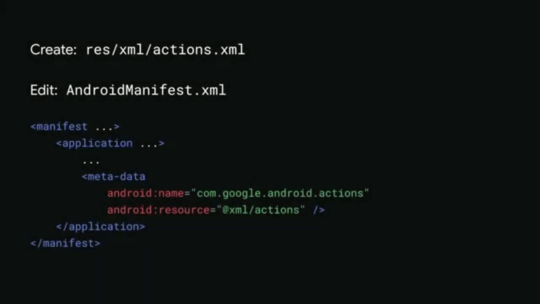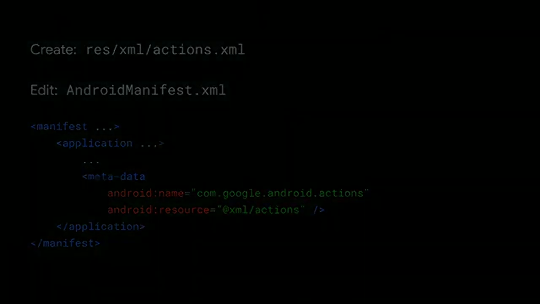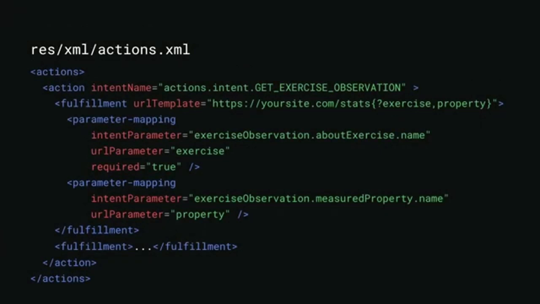Okay, so what are we going to do? Go to our Android project and create a new XML file in our resources XML directory. We've called it Actions.XML. Then we're going to edit our Android manifest file, and we're going to add a metadata tag with the name com.google.android.actions, and we're going to link through to that XML file that we created. Let's have a look inside the Actions.XML file.